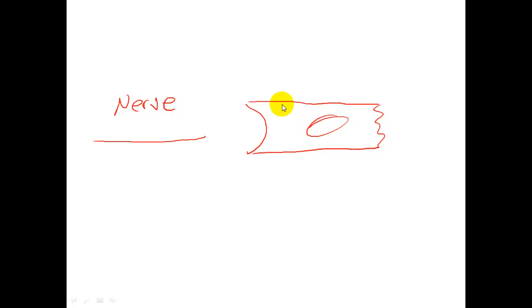This has both thick and thin filament in it. Whenever it gets to this motor end plate, you release a neurotransmitter called acetylcholine.